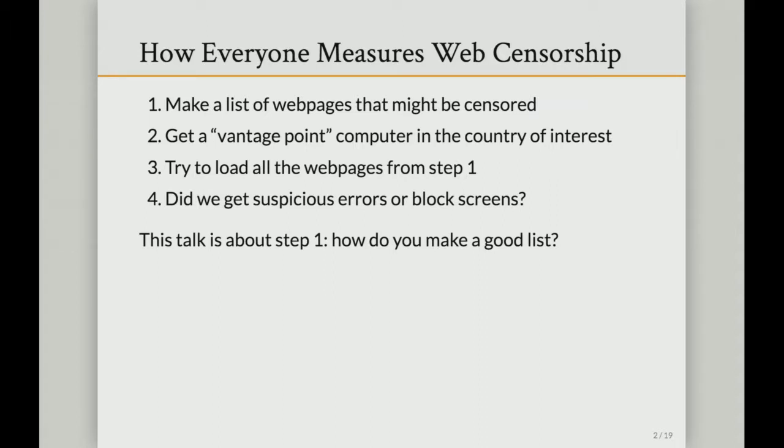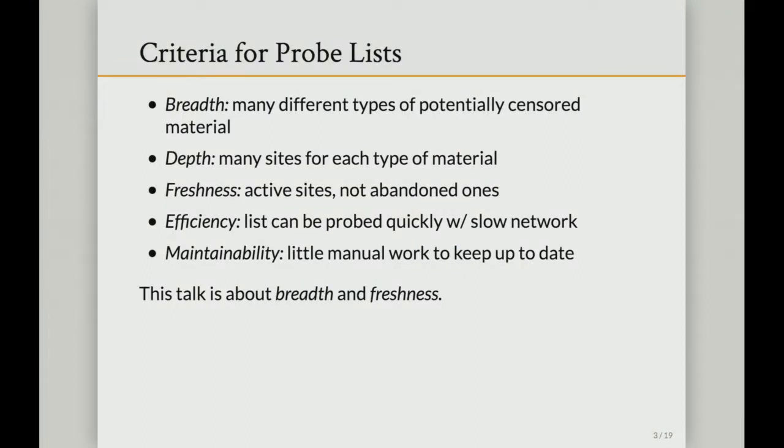And people have written entire papers about all four of these steps. This is a paper about step one. How do you make a good list? So let's talk about some criteria for probe lists. I'm proposing that a good probe list has many different kinds of censored material on it so that you fully explore the space of things the censor might care about. You also want many sites for each type of material so that you know to what extent the censor cares about a particular thing. You want active sites, not abandoned ones, not ones that have gone offline or been taken over by spammers.